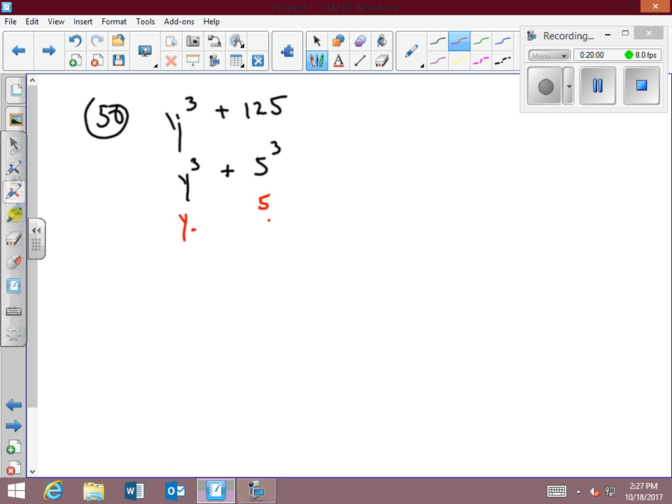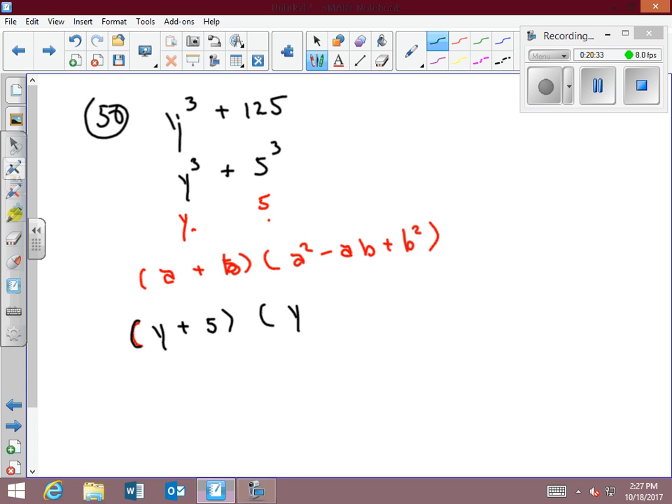Now, what's the factoring of a sum of cubes? It's A plus B, and then it's what? A squared minus AB plus B squared. So how am I going to write this? A is what? Y plus what? 5. And then it's going to be Y squared, because A is Y. And then it's going to be Y times 5. Well, I'm going to write that as 5Y.